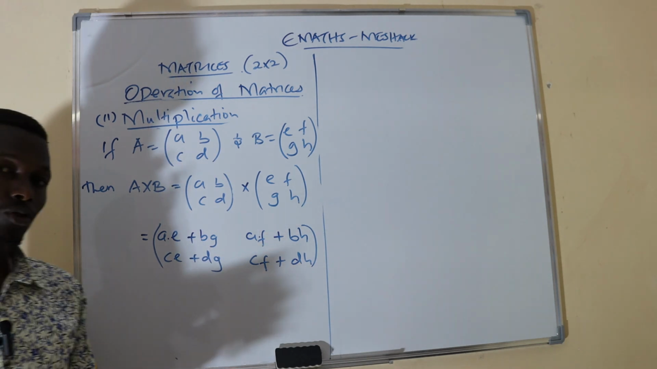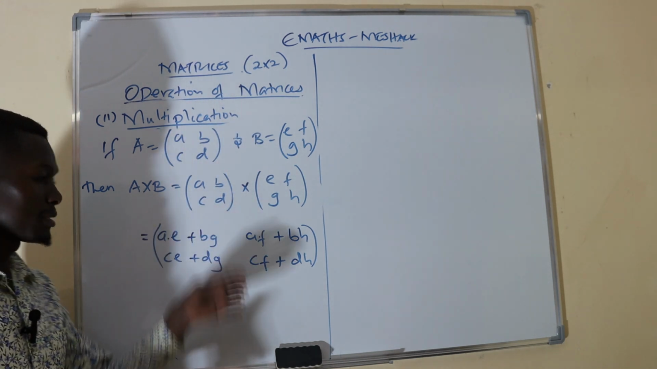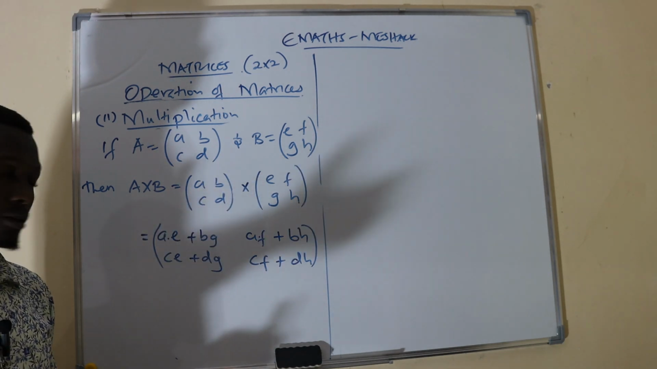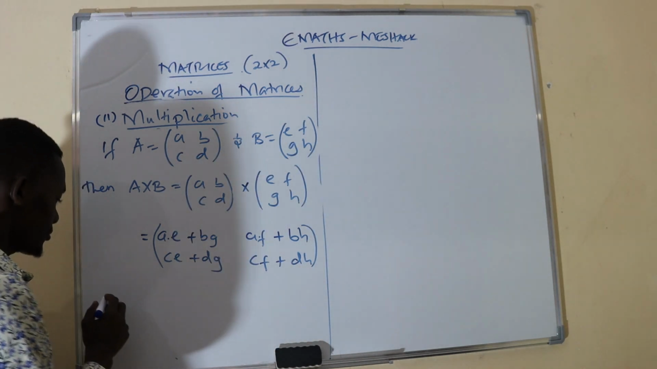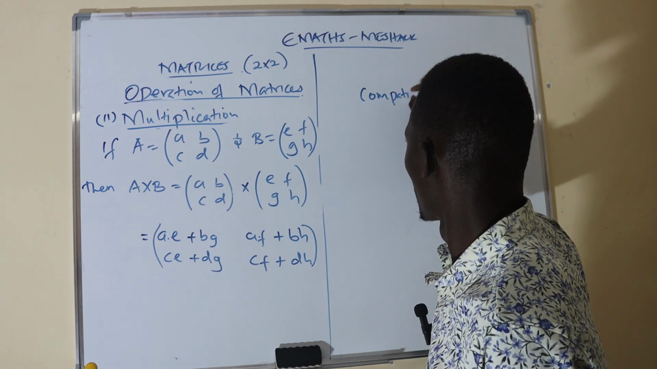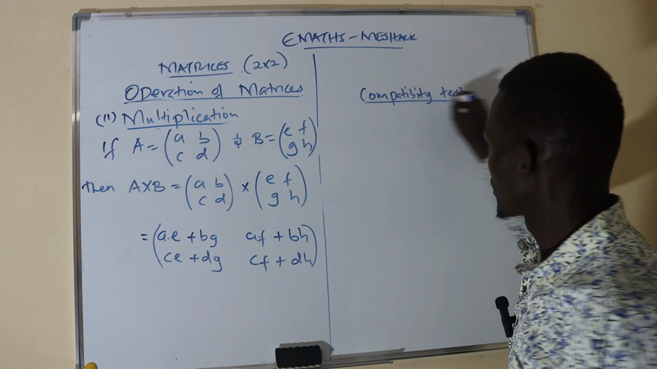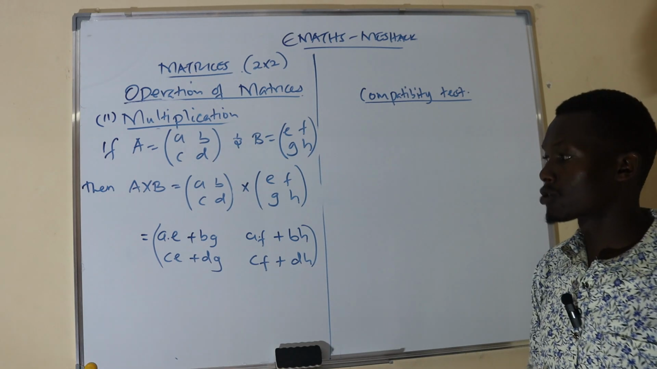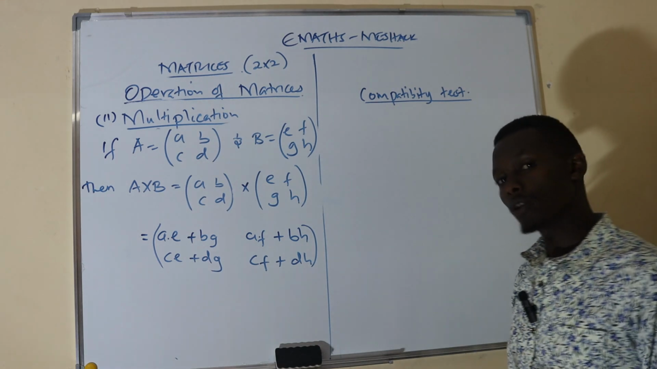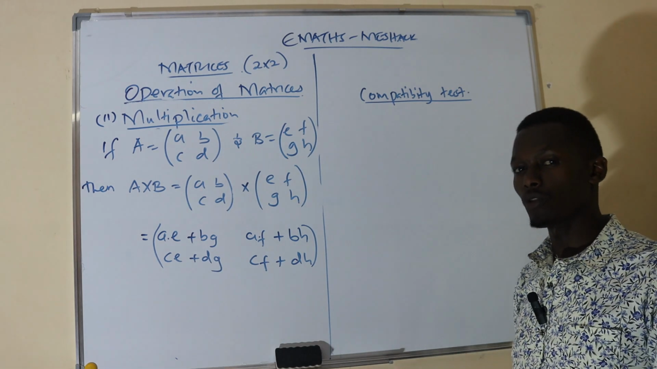So that is it. Something to note when it comes to multiplication: the matrices do not necessarily have to be of the same order. But there is something called a compatibility test. I can just have it here. Compatibility. The compatibility test says two matrices can only be multiplied together if the order of the column of the first matrix is the same as the order of the row of the second matrix.